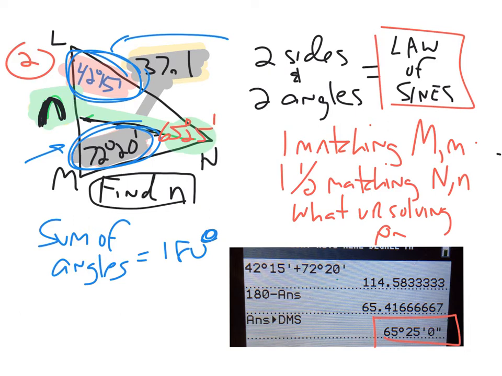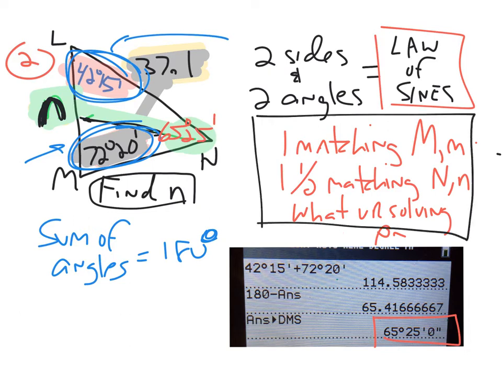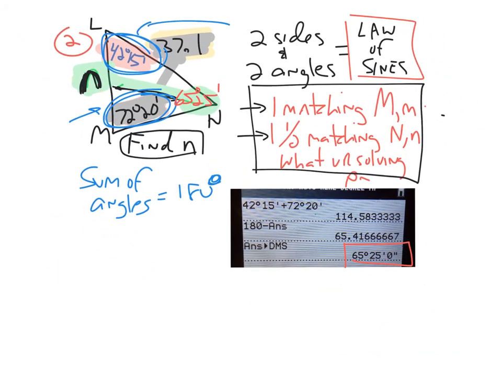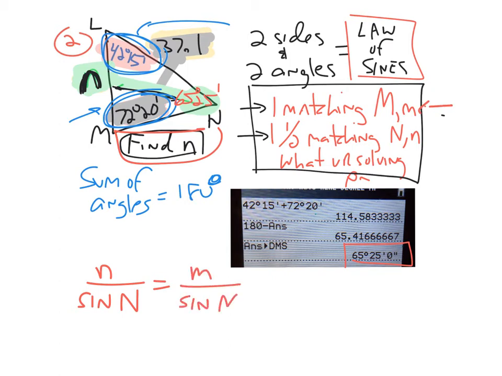So now I have enough information to use the law of sines. I have my matching set, which are my m's, and I have my half matching set, which are the n's. So here I'm going to set this up, and I'm trying to find little n. So I'm going to write little n over the sine of angle n, and that equals now my matching set, little m over the sine of angle m.